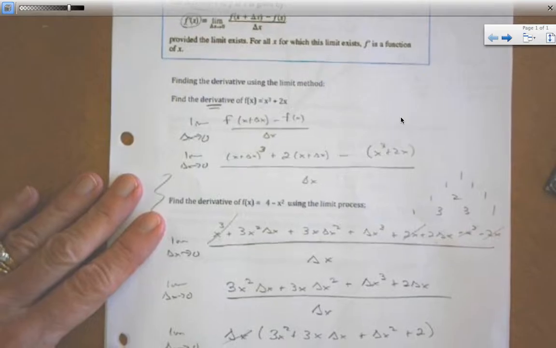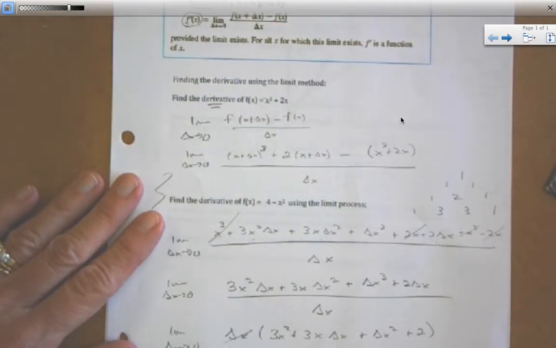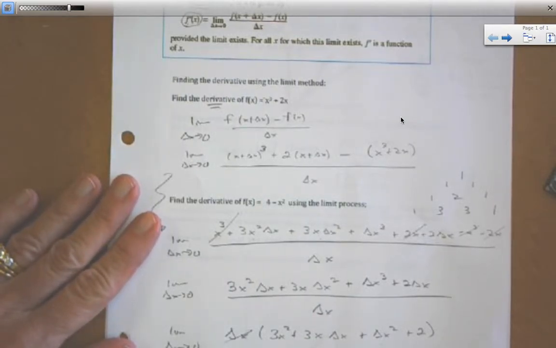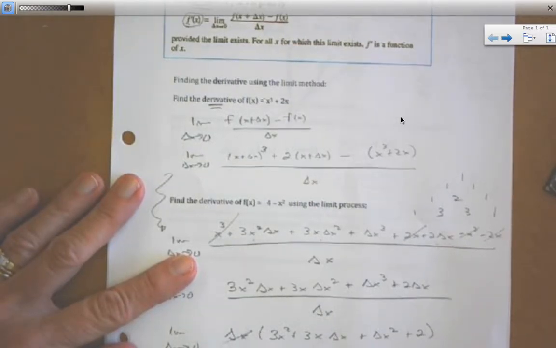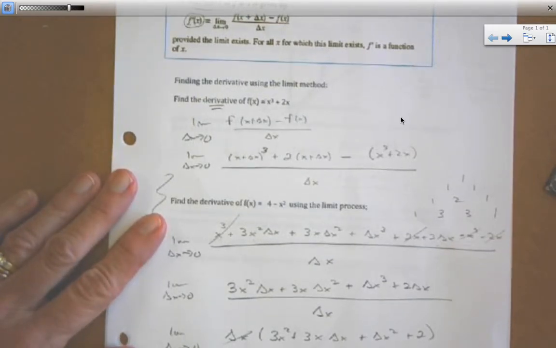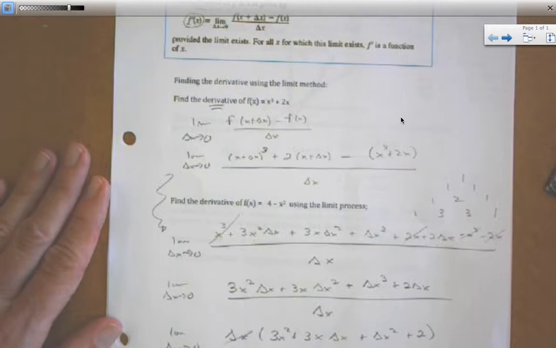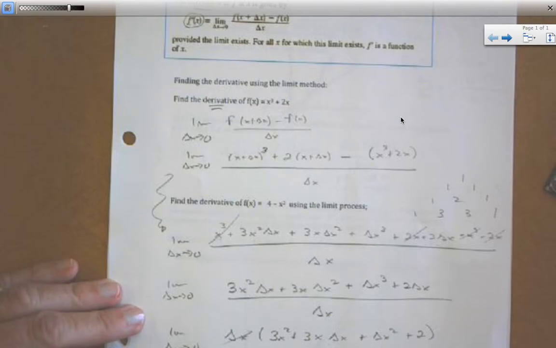All right, delta x's drop out. Now I'm going to evaluate this limit. I'm going to do a plug-in. I can do direct substitution, plug 0 in for delta x. So that would be 3x squared plus 3x times 0 plus 0 squared plus 2. So 3x squared plus 2 would be the derivative of that function. And notice now I've dropped my limit notation and just put derivative notation in.